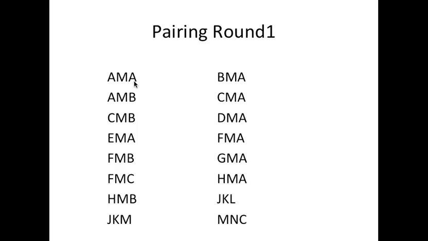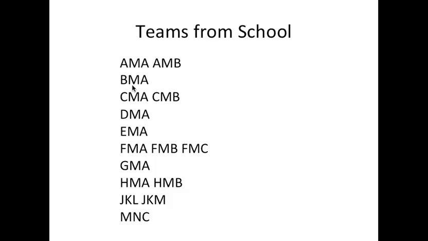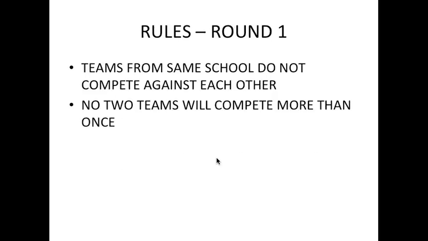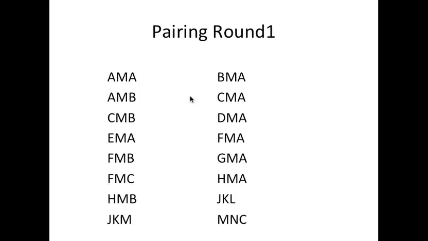You see, AMA will never meet AMB because they're from the same school. If you go back here, AMA will never meet AMB. CMA will never meet CMB. FMA will never meet these two teams. HMA will never meet HMB. So your program will generate something similar like this, where AMA is on the prop side.